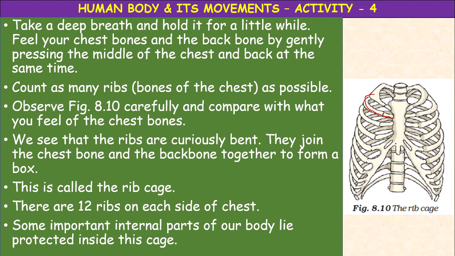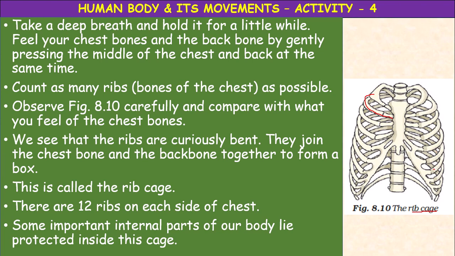The chest bone and the backbone come together to form a box like structure. So the ribs bend curiously such that they join the chest bone and the backbone together to form a box like structure. This box like structure is called a rib cage. There are 12 pairs of ribs. You can count here: 1, 2, 3, 4, 5, 6, 7, 8, 9, 10, 11, 12. There are 12 pairs of ribs on each side of the chest.